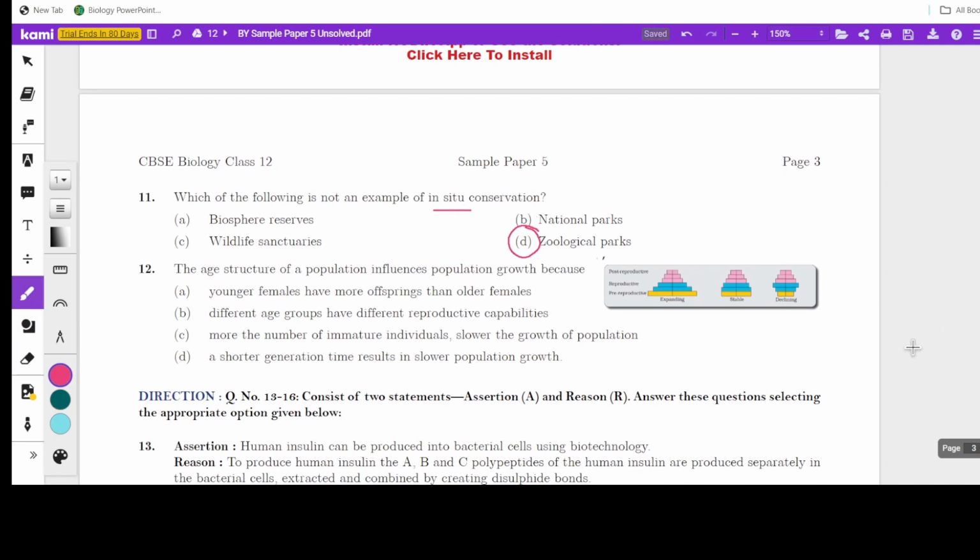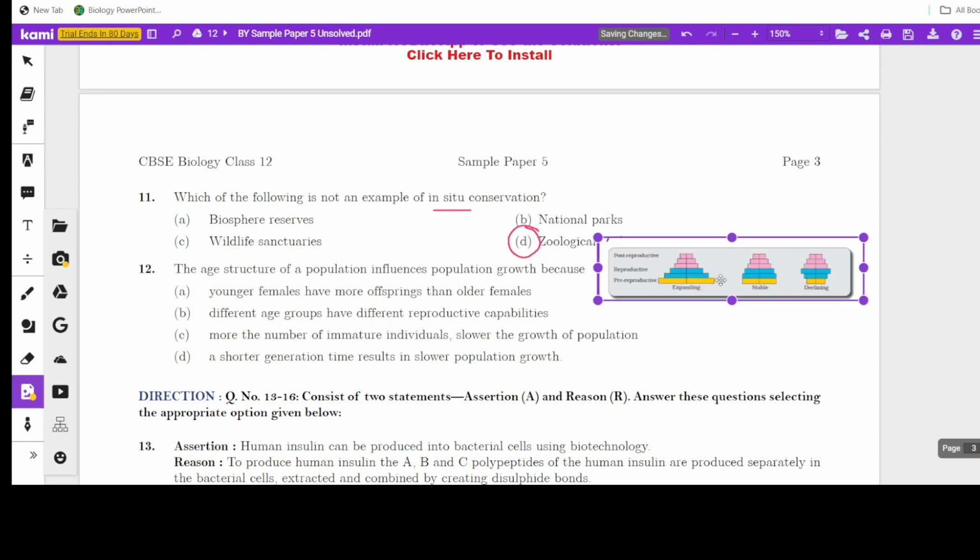The age structure of a population influences population growth. Because of the age structure of a population. See, I have put the figure here. Let's check the figure. Its age structure comes like this: pre-reproductive age, reproductive age. So these are the age pyramids, okay? And pre-reproductive age, reproductive age, and post-reproductive age. So if the pre-reproductive age is more, you can see this is expanding. So there is a chance for an increase in the population. Expanding population, there's a chance.